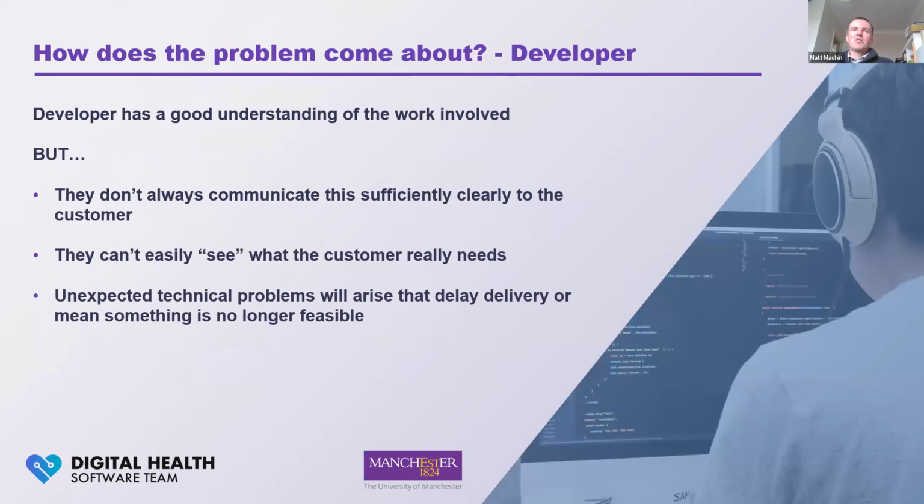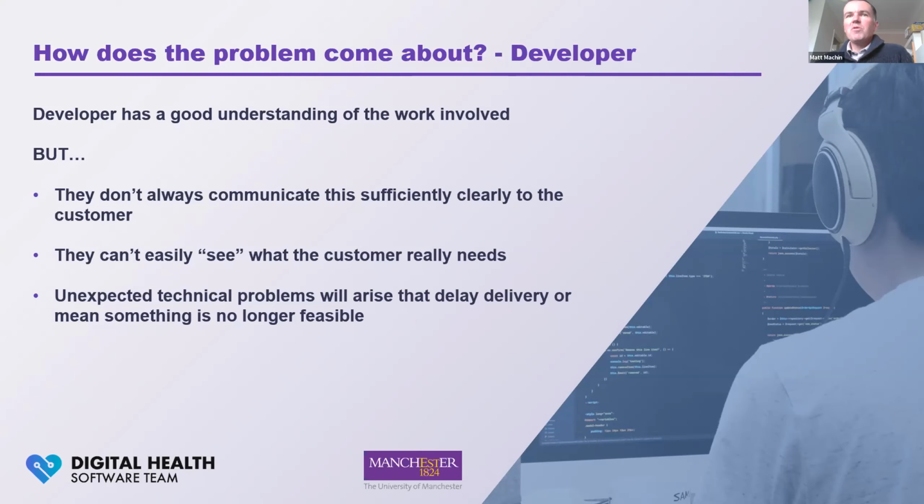From a developer perspective, the developer generally has a really good understanding of the work that's involved, because assuming they've got some experience in software, it's not their first project, they know all of the tasks that they need to complete, and where the hard bits of the software are likely to be and where the more straightforward parts are. But some challenges come about because maybe they don't communicate this sufficiently clearly to the customer, or they think they do, but the customer doesn't fully understand that because of the language and understanding differences.